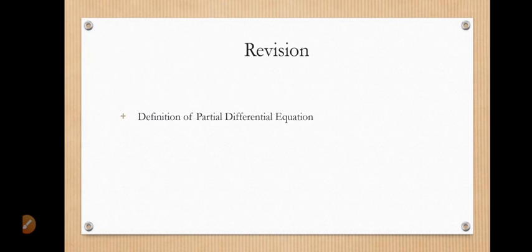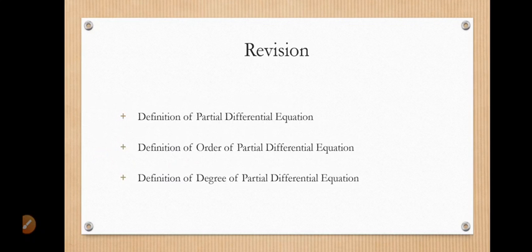Definition of partial differential equation we have seen. It is very similar to the definition of differential equation. It is nothing but the differential equation containing the partial derivatives, first order, second order, with respect to x, y as per the given function. The order of the partial differential equation is nothing but the order of the highest order derivative present in the given equation, and the degree of the highest order derivative present in the given partial differential equation, which is free from radical sign and fractional powers, is called the degree of the given partial differential equation.